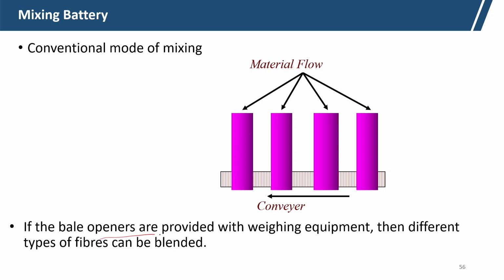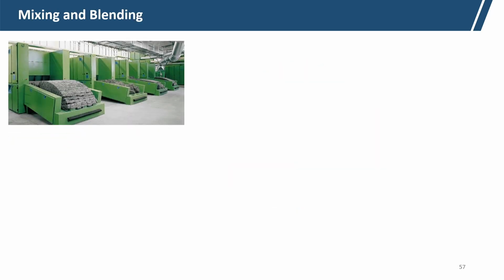If the bale openers are provided with weighing equipment, then different types of fibers can be blended. So, here not only different types of cotton, but polyester cotton can also be blended. So, different types of fibers can be blended here. Here is a photograph, you can see.